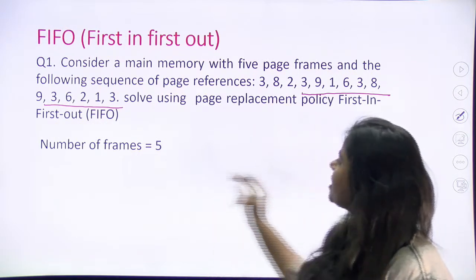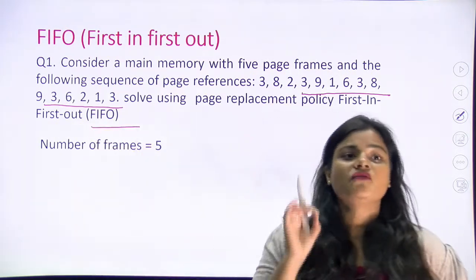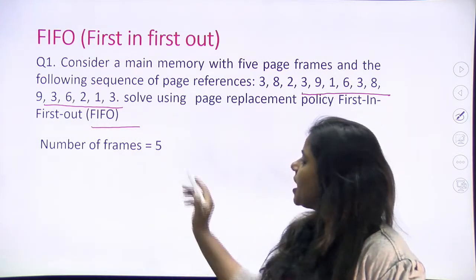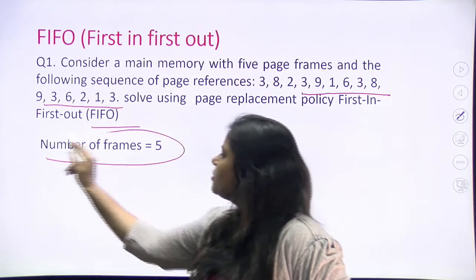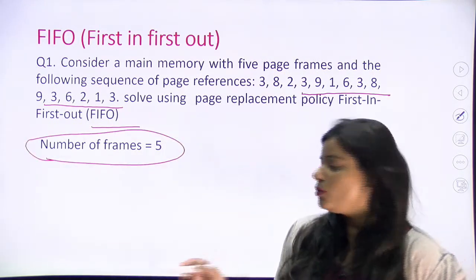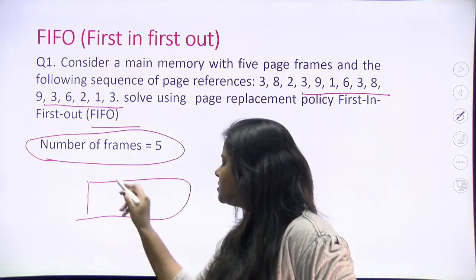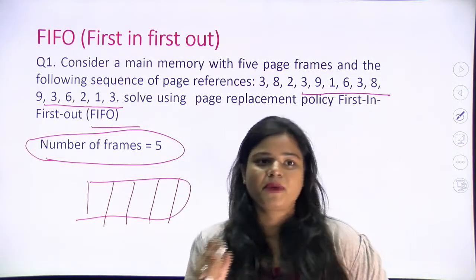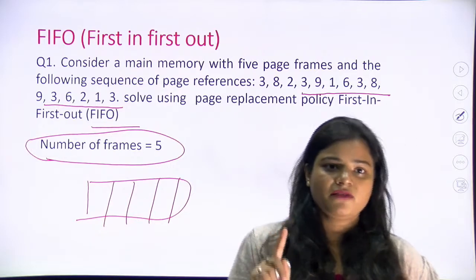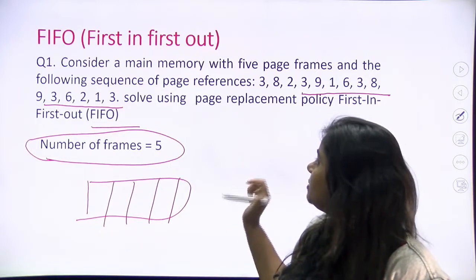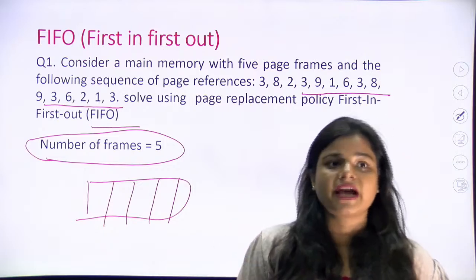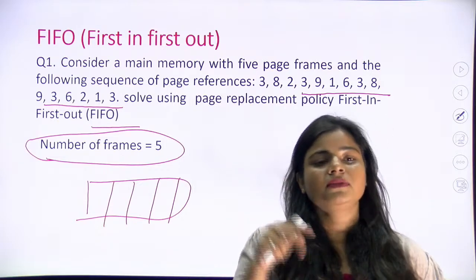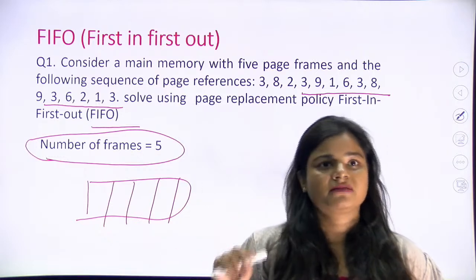First condition is that I am using the FIFO terminology. FIFO algorithm I am going to use to solve this question, and another condition is that the number of frames is 5. I have already told you that memory is having some division of frames. So in this question I am having a space of 5 frames in one main memory. It means that 5 pages can reside in the main memory at one time. When another 6th page comes, then I will apply the page replacement algorithm.